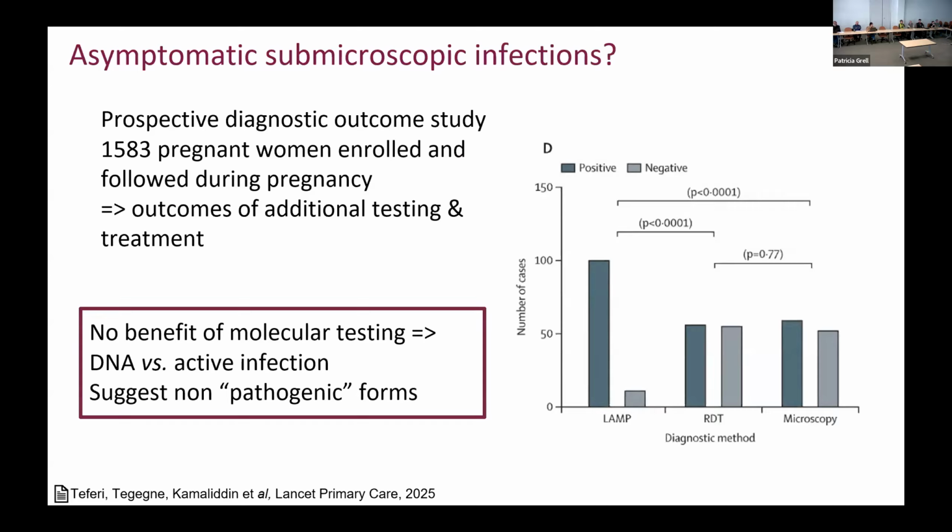And long story short, we didn't show any benefit of molecular testing. So those positive PCR tests or positive lab tests did not translate into better outcomes. So those people wouldn't have been treated otherwise when they had an asymptomatic submicroscopic infection. We didn't show a benefit.